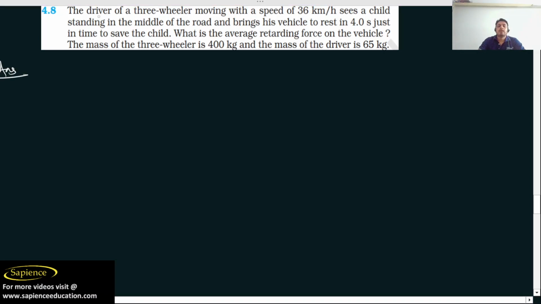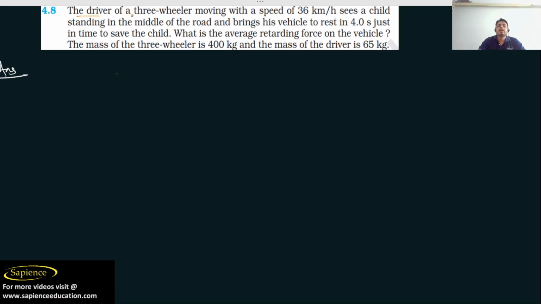Now question number 4.8 solution. At first you should read the question. The driver of a three-wheeler moving with the speed of 36 km per hour sees a child standing in the middle of the road and brings his vehicle to rest in 4 seconds, just in time to save the child.